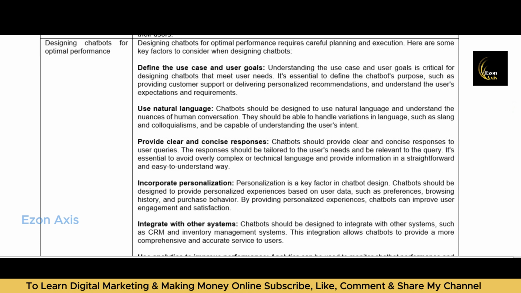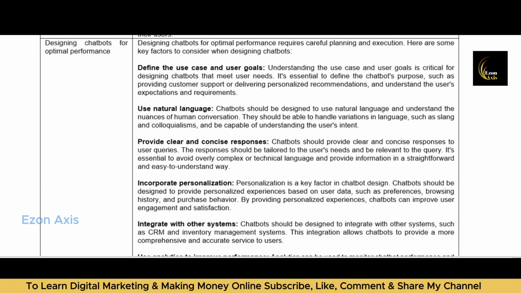First, define the use case and user goals. Understanding the use case and user goals is critical for designing chatbots that meet user needs. It's essential to define the chatbot's purpose, such as providing customer support or delivering personalized recommendations, and understand the user's expectations and requirements.